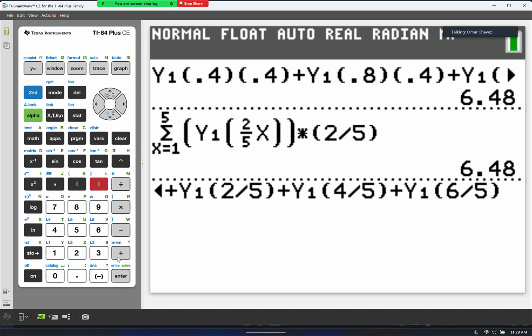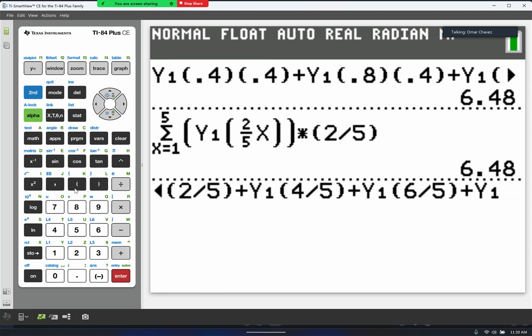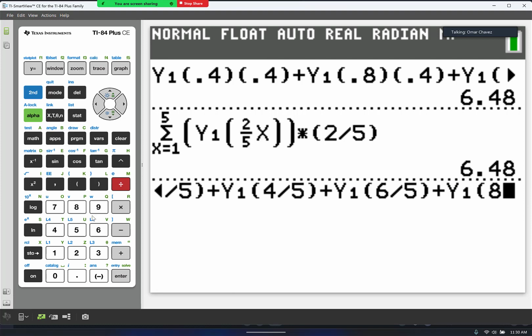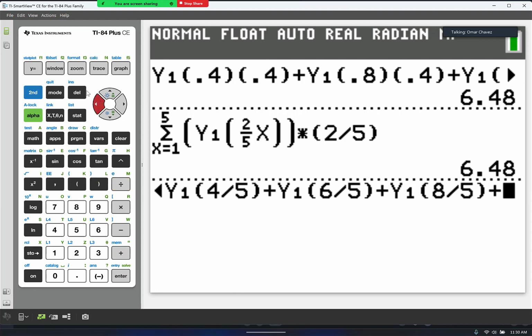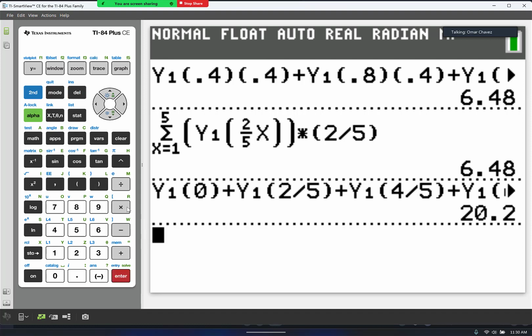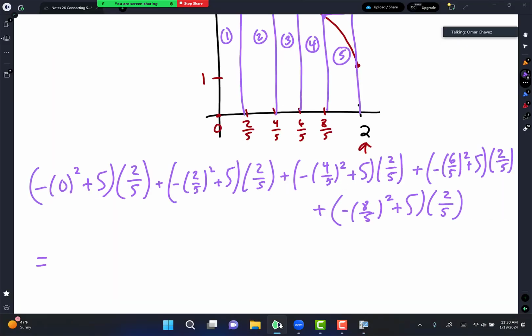Yeah, if I would have connected it, it could have been faster. Plus alpha trace y1 of 8/5. Hopefully I haven't made any mistakes. Oh, that's the last one right there. And enter. And then I'm going to multiply that by 2/5, so times 0.4. So I got 8.08. Is that what you guys got?